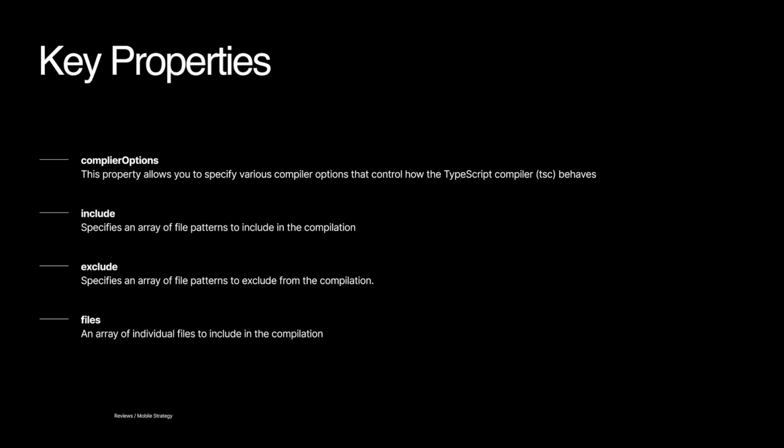So we can go over briefly the key properties. So compiler options. This property allows you to specify various compiler options that control how the TypeScript compiler, tsc, behaves. And then include specifies an array of file patterns to include in the compilation. Exclude specifies an array of file patterns to exclude from the compilation, and then files, an array of individual files to include in the compilation.